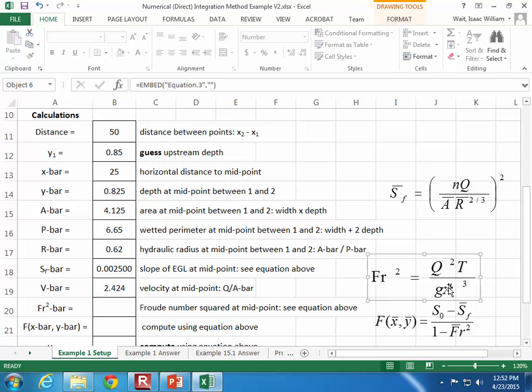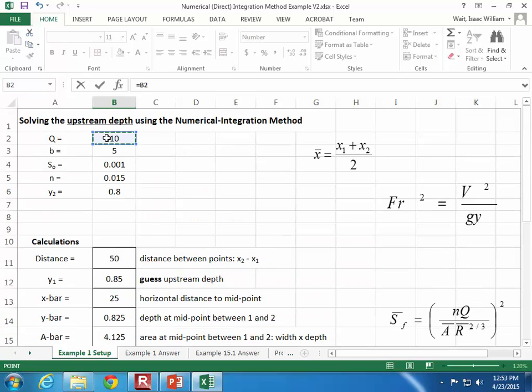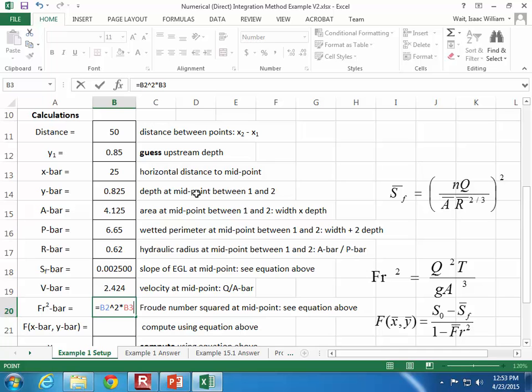Now Froude number, here's the Froude number equation. I want Froude number squared so I don't have to take the square root of the right side. It just so happens I want Froude number squared. So equals Q squared times the top width, which is the same as the channel width, divided by g, 9.81, divided by area cubed.